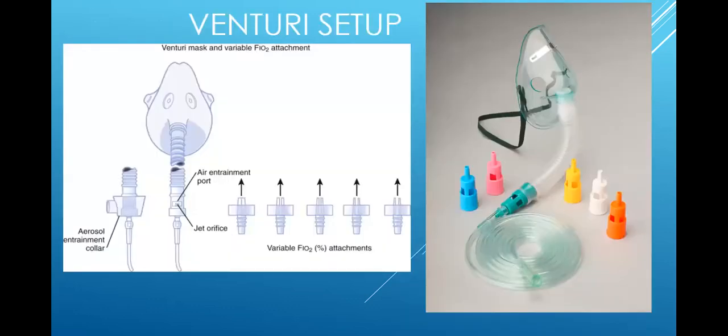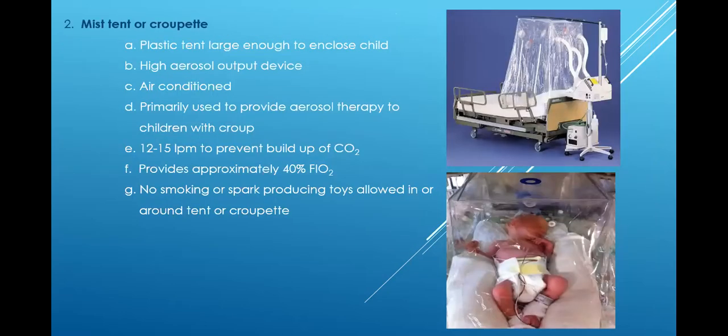This is another example of the Venturi setup. I just showed it to you. It shows this collar right here. That's that entrainment collar to protect it. This is the air entrainment port where it sucks in the outside air. That's air entrainment. Okay. This is another example of how they look for the color code, what I just showed you. Now, number two, the number two high flow system.